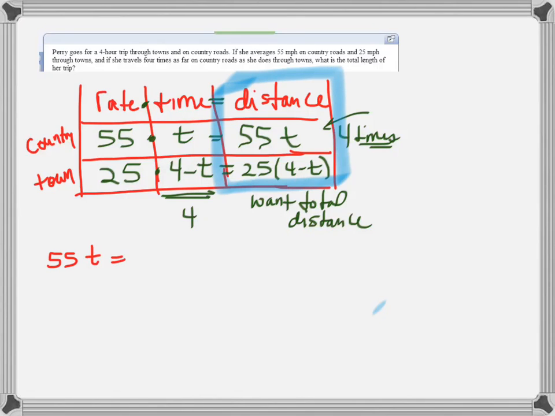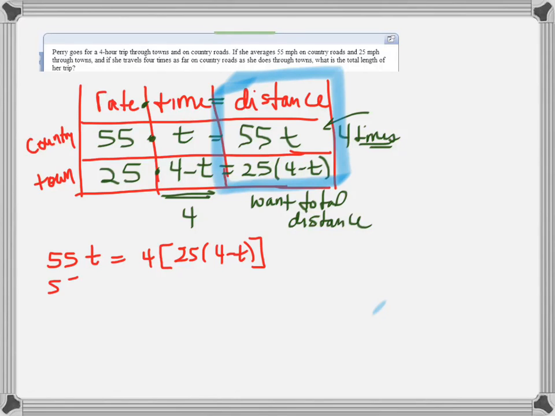Now it's time to set up an equation. And they told me that she traveled 4 times as far in the country. So if I want to set them equal to each other, to make the scale balanced, I would have to take town and multiply that times 4 to get the same distance that the country is. So I started with the distance that she traveled in the country, which is 55t, and then I took 4 times the distance. Remember, the distance in town was very, very short. So I had to multiply it by 4 to make it equal.